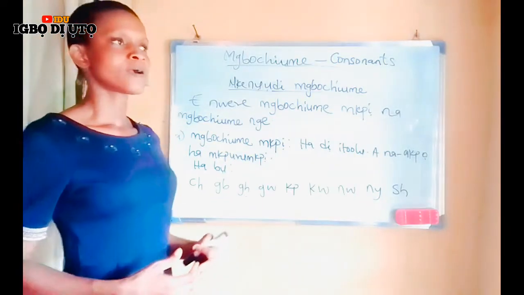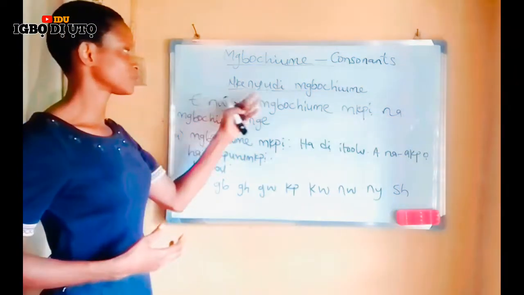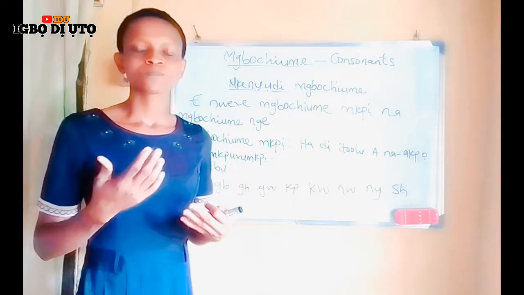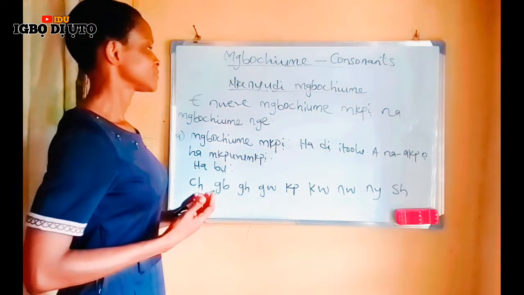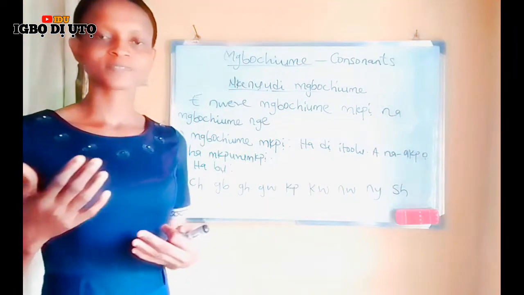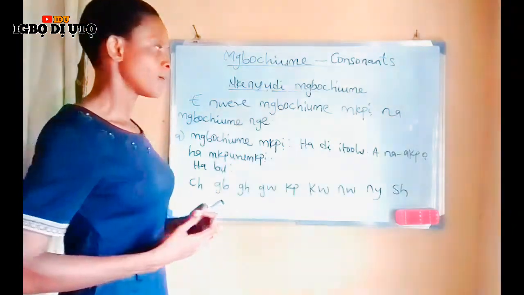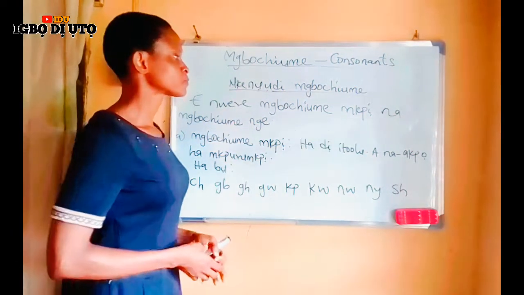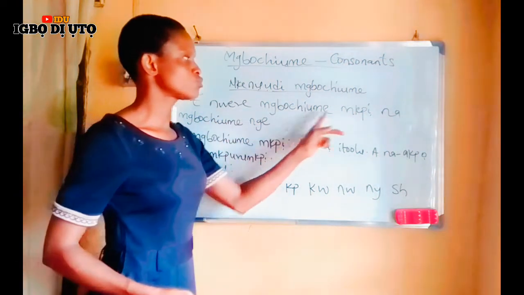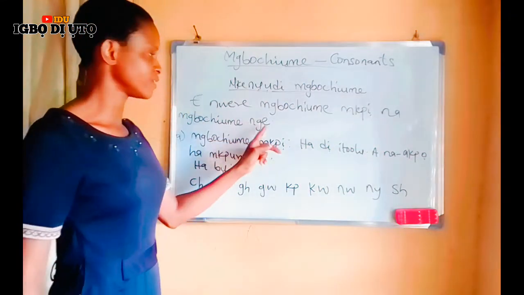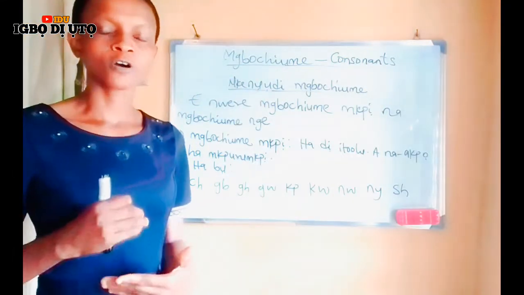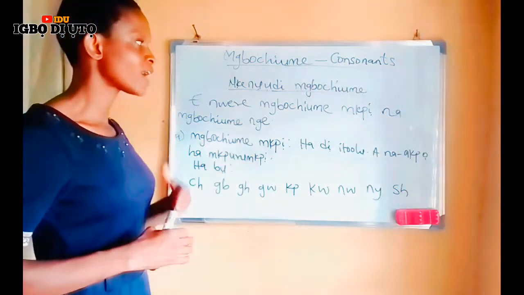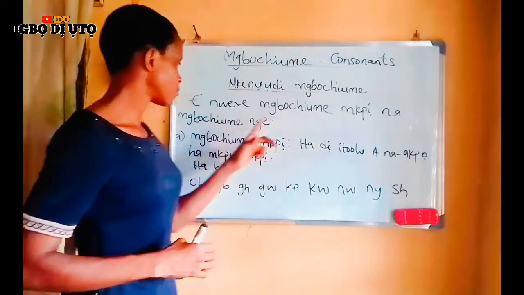Ugbu a anyị ga-eneba anya na nke n'ụdị mgbochiume, that is the different types of consonants. There are lots of different types of consonants, but in this video we are going to treat two parts of them. So enwere mgbochiume mkpị na mgbochiume nge. This is the first set of Igbo consonants. We have the different parts.